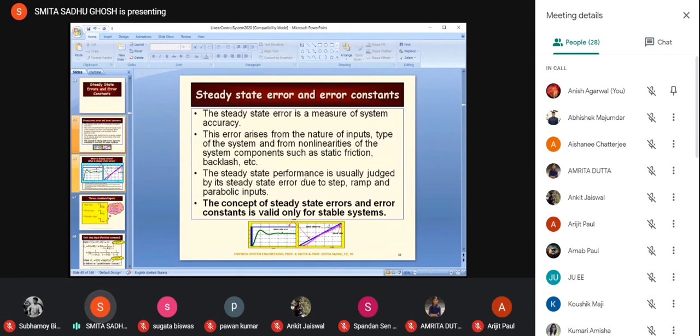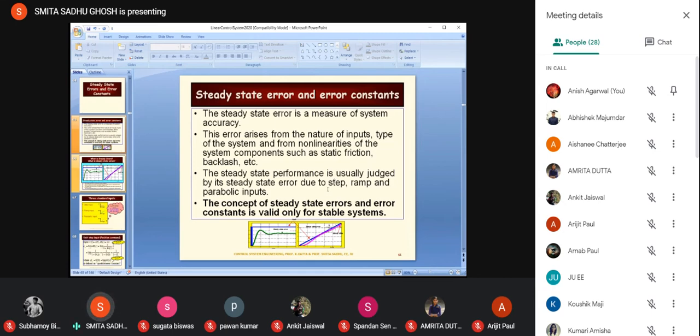The steady state performance is usually judged by the steady state error due to the standard inputs, that is the step, ramp, and parabolic inputs. Now, steady state performance can also be judged on the basis of other inputs as well. But nevertheless, as far as the three standard inputs are concerned, steady state error analysis is normally done by using these three standard inputs only. These inputs are applied and the performance is analyzed.